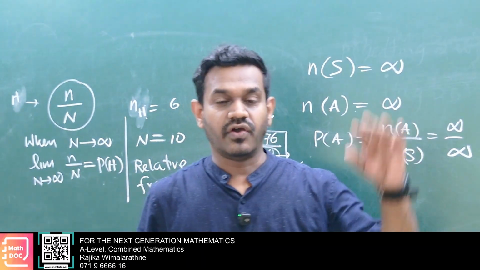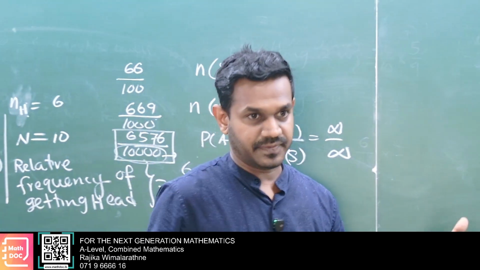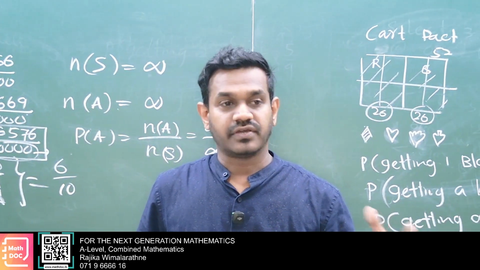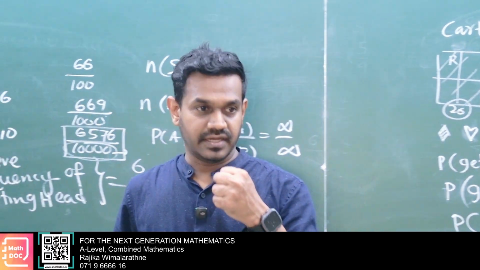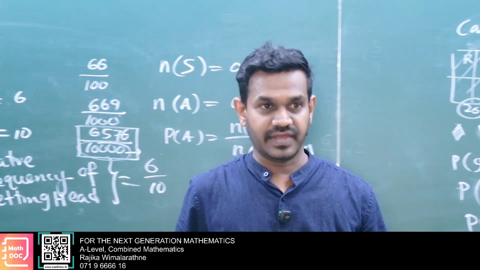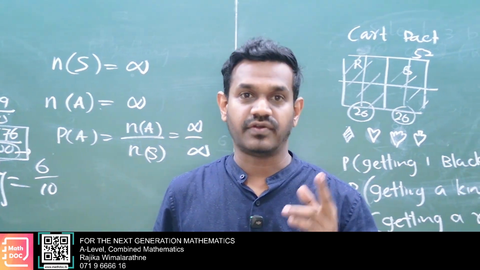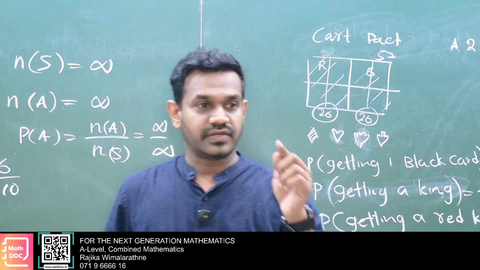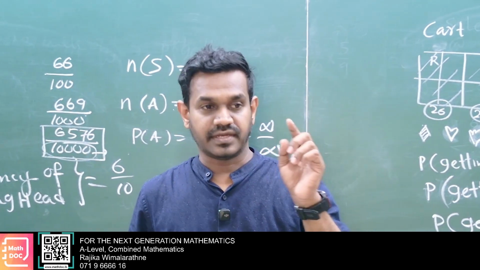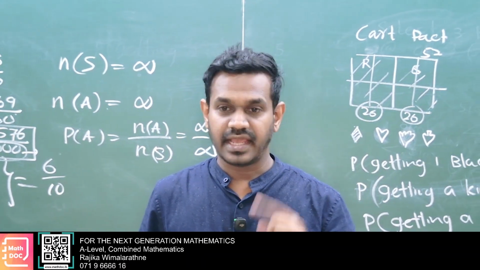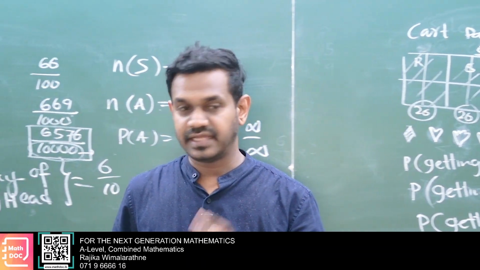Okay. Then all possible outcomes we call sample space. When we get a subset of that, we call that an event. Then the classical or historical definition: P(A) equals N(A) divided by N(S). That is the classical definition.